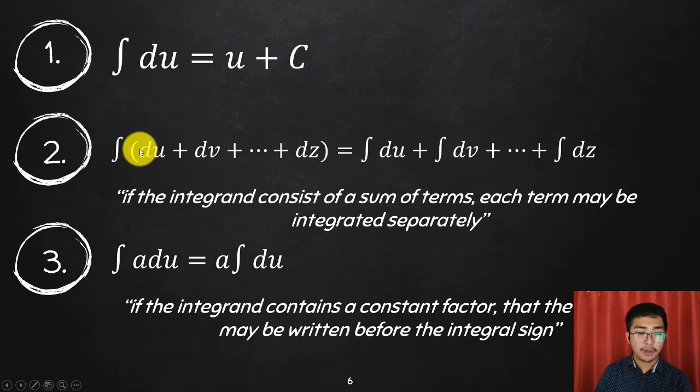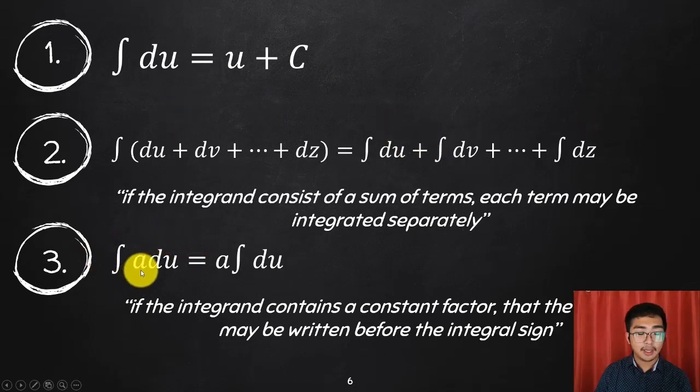Number two, here you have the integral of the quantity du, a function, plus dv, another function, plus dz, another function of different variables, which can be expressed as the integral of du plus the integral of dv, plus the integral of dz. So what this tells you is that if the integrand consists of a sum of terms, each term may be integrated separately. So you can distribute the integral process.